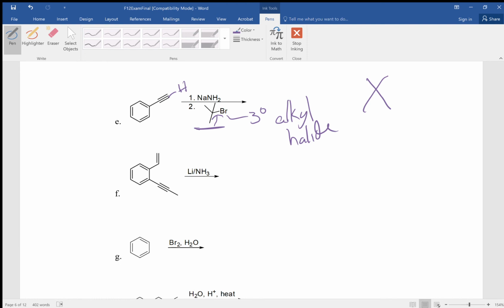Right. The addition of lithium and ammonia, the dissolving metal reduction, is the reaction that can convert an alkyne to a trans alkene. And so we can draw that in here. What will this do to an actual alkene? Well, nothing. So that part stays the same. In part G, we have the halohydrin reaction, addition of bromine and water. But all we have is an aromatic ring. There's no alkenes present. So this one will not be able to react.